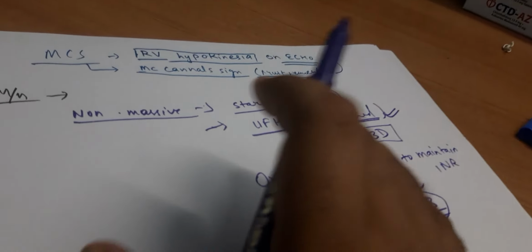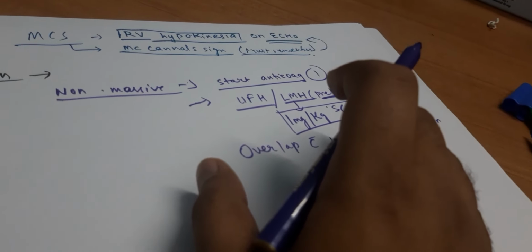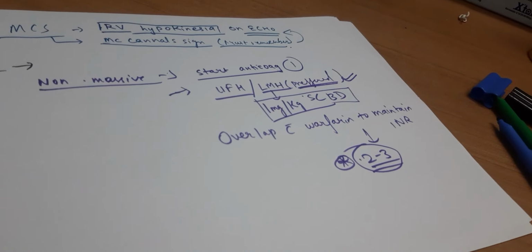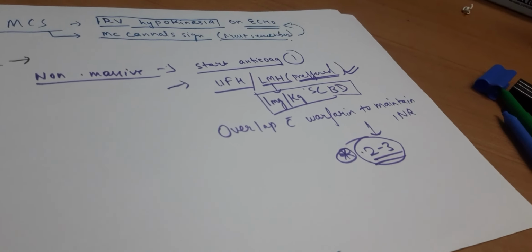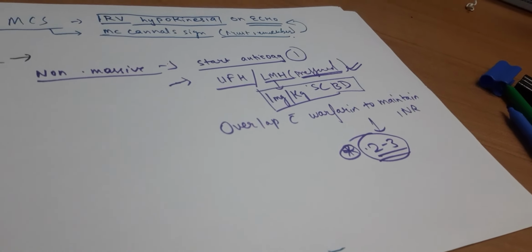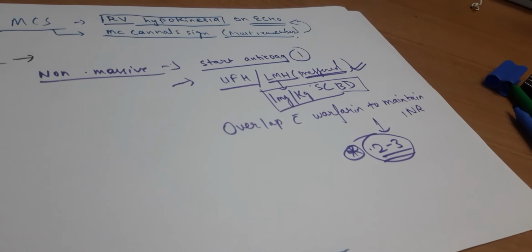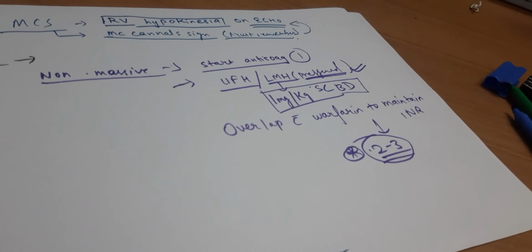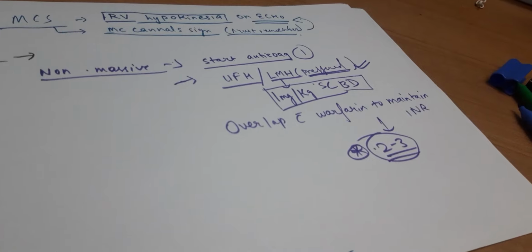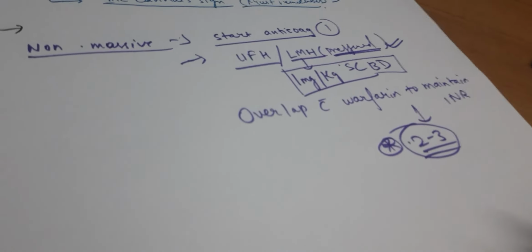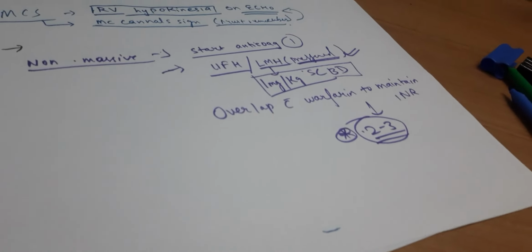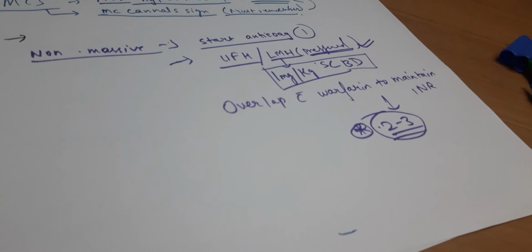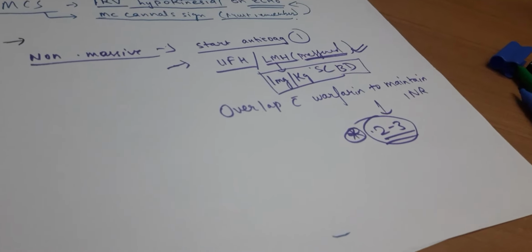So from the beginning, let's see the treatment. If you see a non-massive pulmonary embolism, then start anticoagulant at the earliest. Unfractionated heparin or low molecular weight heparin is the preferred one. Low molecular weight heparin is much preferred. The dose is 1 milligram per kilogram subcutaneously, twice daily. Overlap with warfarin to maintain the INR at 2 to 3.